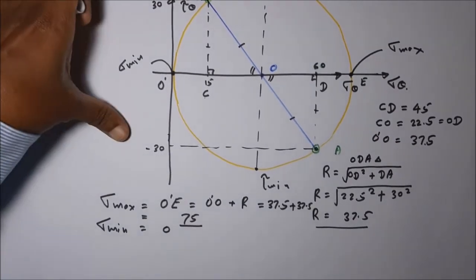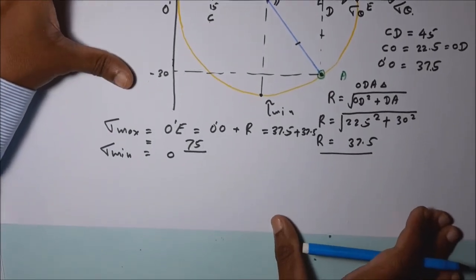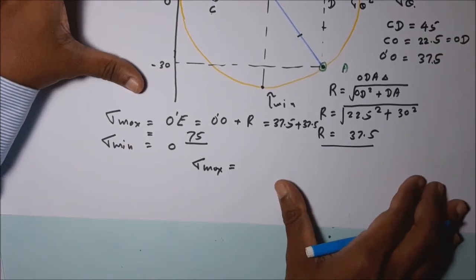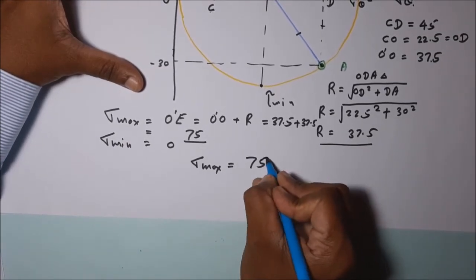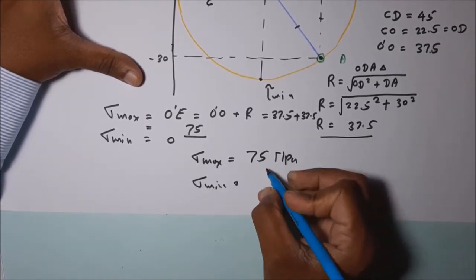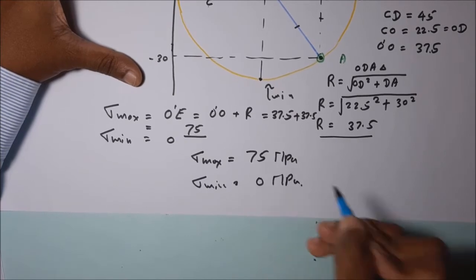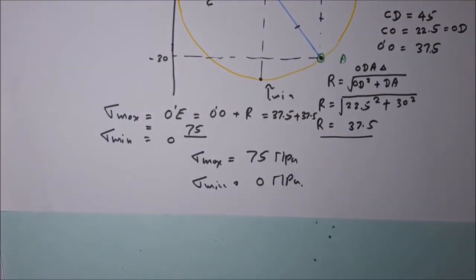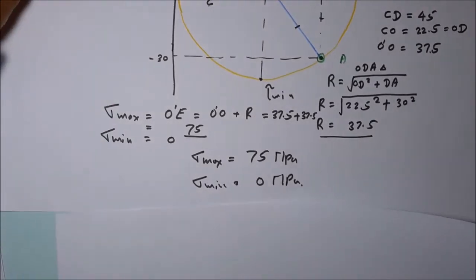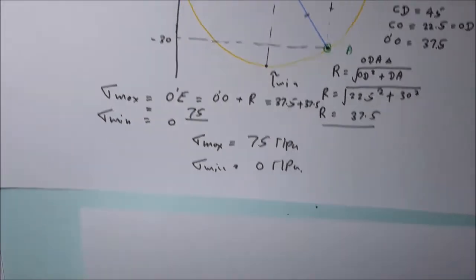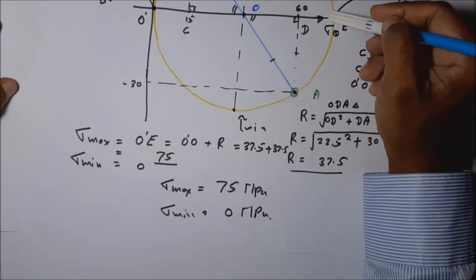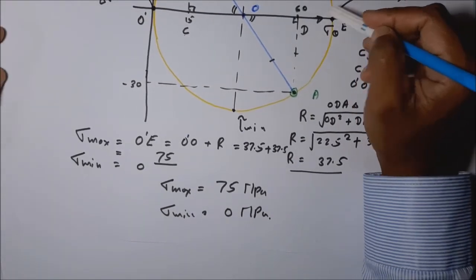So that means what are the two principal stresses? Sigma maximum is equal to 75 megapascal. Sigma minimum is equal to 0 megapascal. Then along which plane is it maximized? What is the plane on which this stress is maximized? What is this plane? We are going to find it.